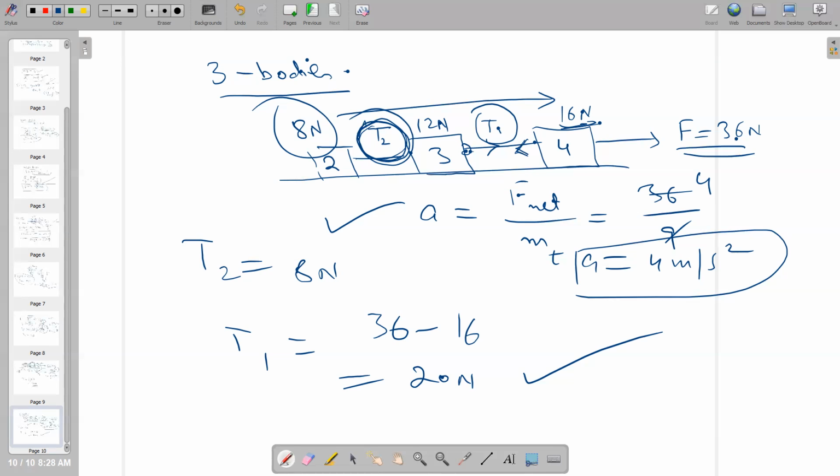You can solve some other problems yourself. Apply this rule and solve it. If you find a wrong answer, then ask me. Okay.